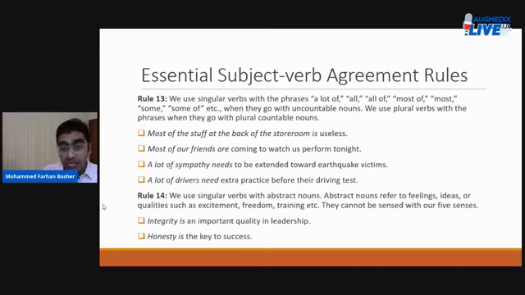So we say integrity is an important quality in leadership. Integrity is an important quality in leadership, and not integrity are. Honesty is the key to success, and not honesty are, right? So we say integrity is an important quality in leadership. Honesty is the key to success, right?